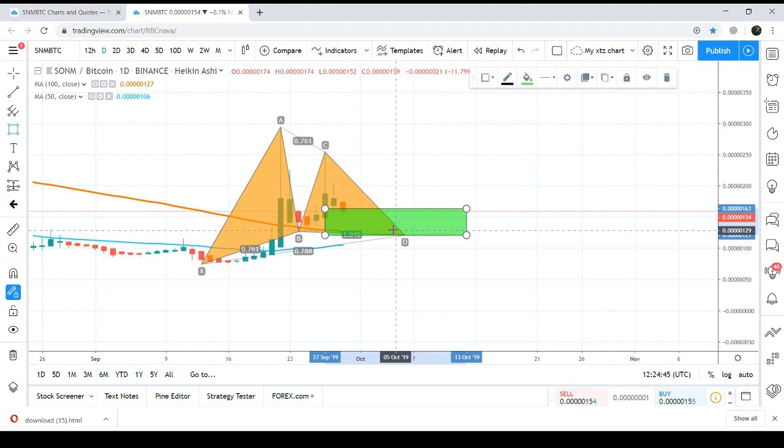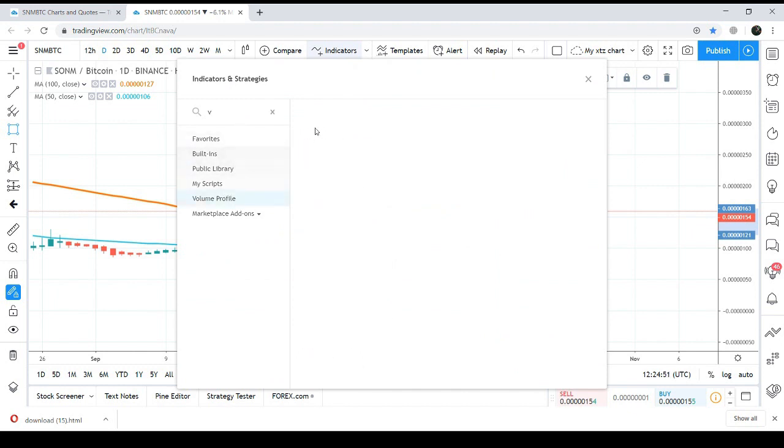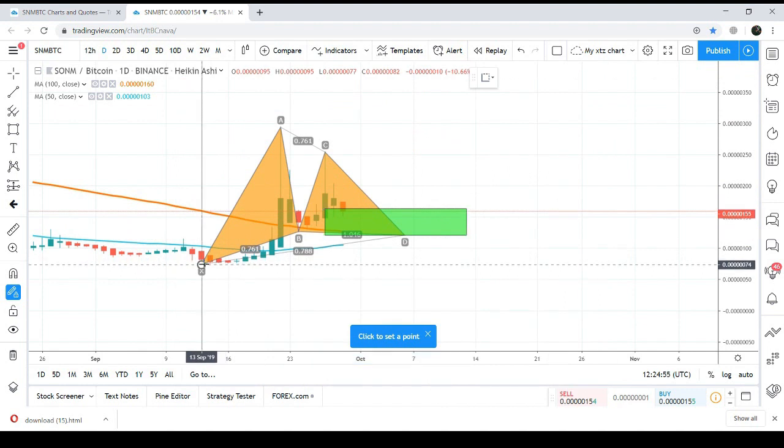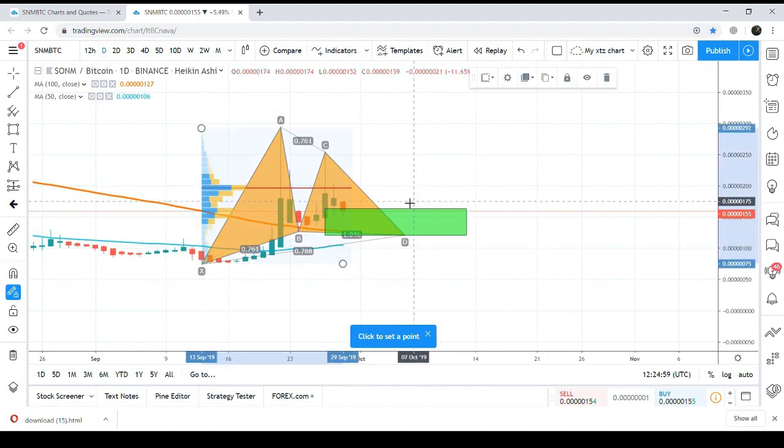And if we place the volume profile on the complete pattern, this is a volume profile. I'm just selecting the fixed range of the volume profile and selecting the complete price action within the fixed range of the volume profile, then you can see that the trader's interest is very weak within the potential reversal zone.